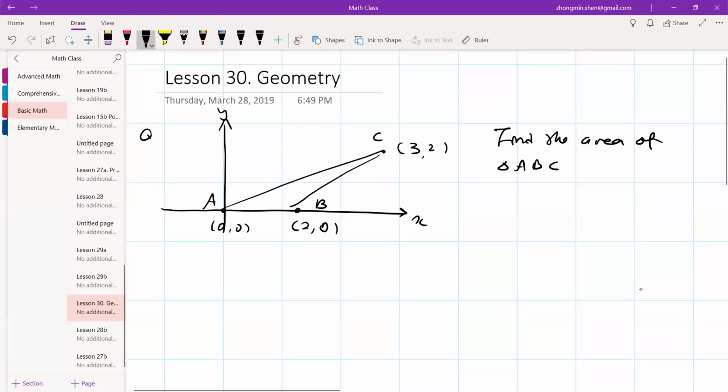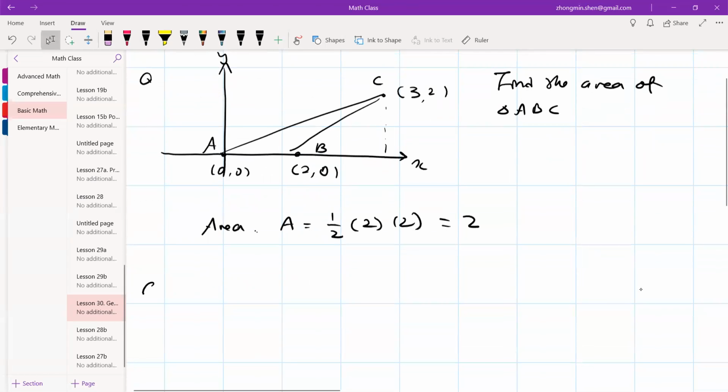But this is a special triangle, so it's very easy to see, right? You know, the area formula is the base times height divided by 2. So the area A is going to be half of the base. Base is 2 minus 0, it's 2. And the height is also 2. Doesn't matter where it is. So the answer is 2 square units. That's easy. So you know the base, you know the height, you can easily find the area.